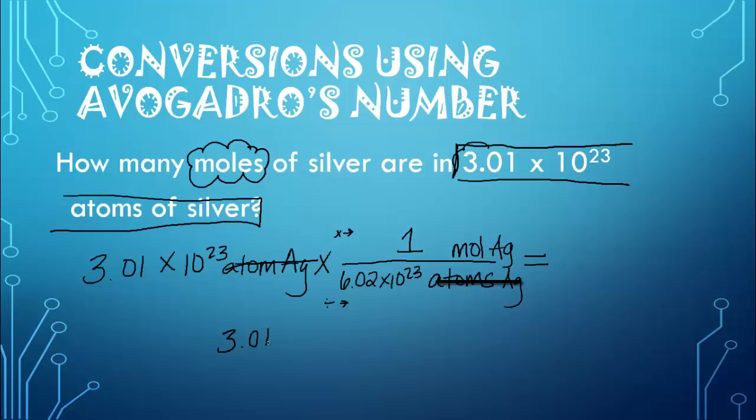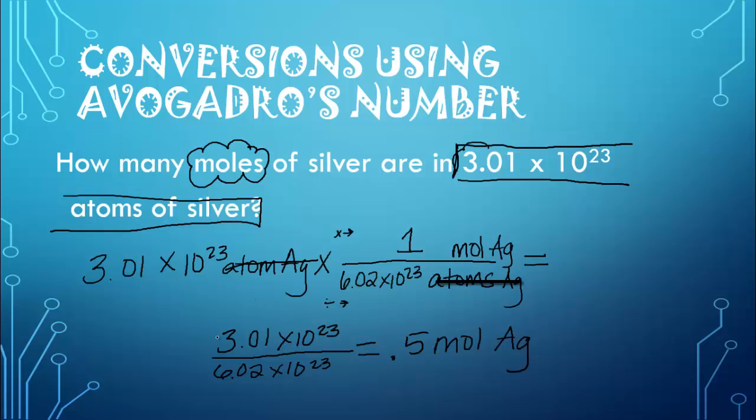3.01 times 10 to the 23rd divided by 6.02 times 10 to the 23rd on bottom. And we get 0.5 moles of Ag. Now be careful when you're working with these.